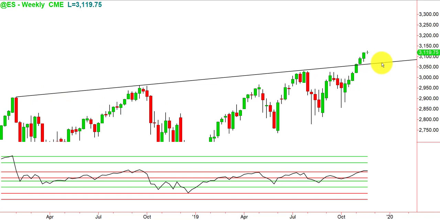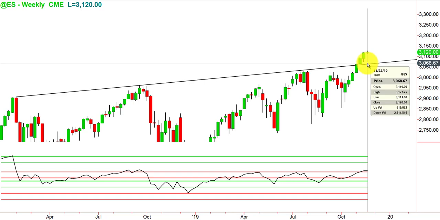Okay. Think of it like a video game where you see a character jump from one level to the next and get a coin. Well, the level they just jumped through and above is no longer a barrier. It now becomes the floor underneath their feet to get to the next level. Okay. So here's our floor that we're going to be watching. And right now, based on this week's price action, it's at about 3,050 to 3,075. That is the range to watch around this trend line.